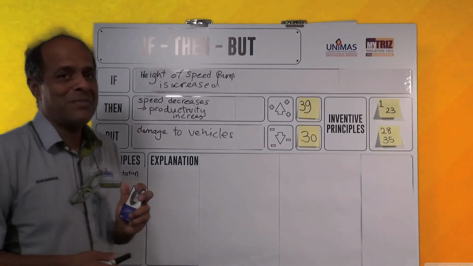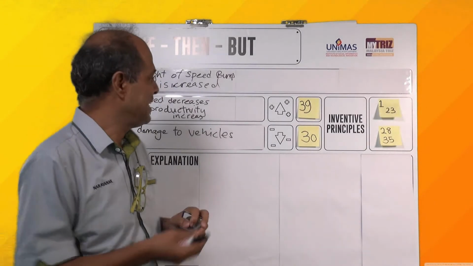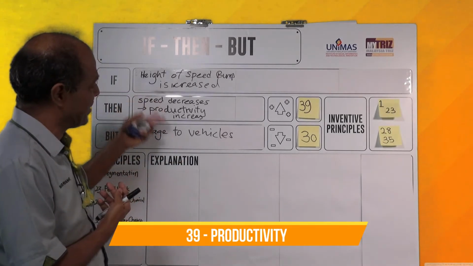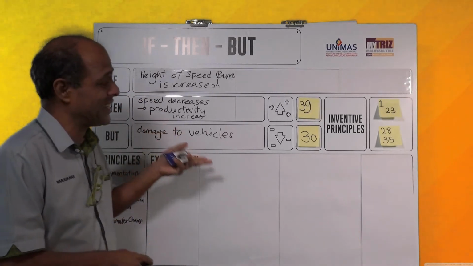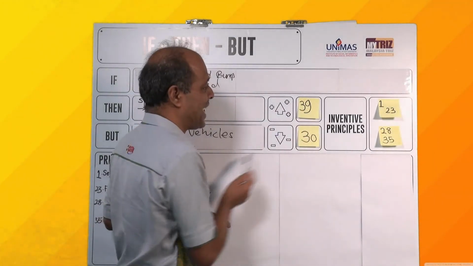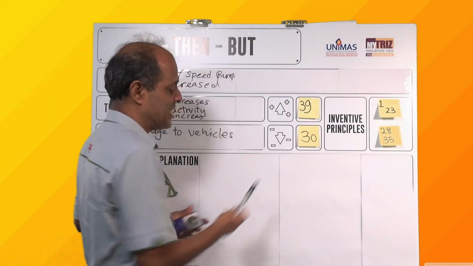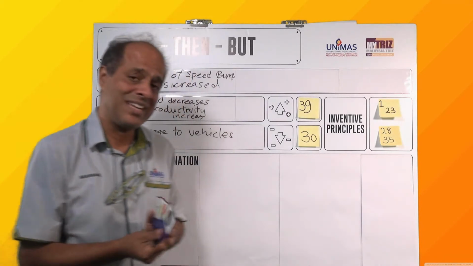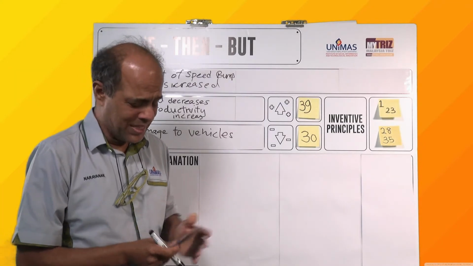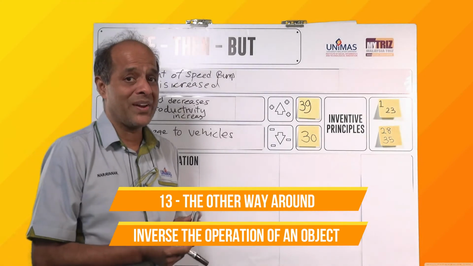The problem that we looked at today could have been modeled slightly differently if we were to look at another improving parameter. Instead of speed decreases, we could have said productivity increases. Then the improving parameter chosen would have been 39 instead of 9. In this case, when we have 39 versus 30, we would have had another 3 different inventive principles suggested. There's one principle which says the other way around.